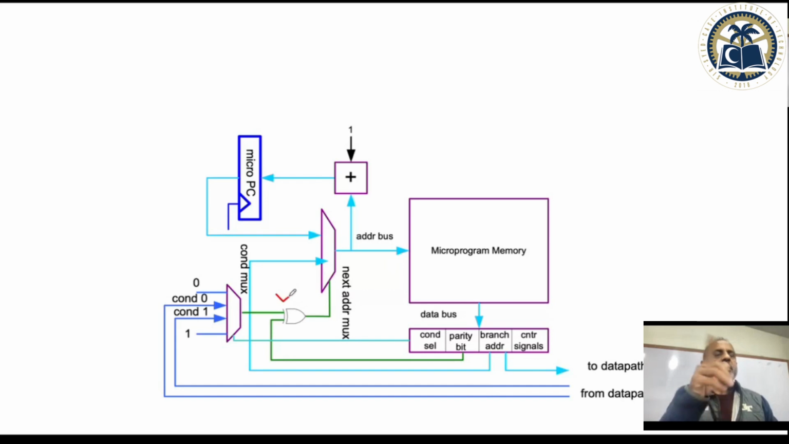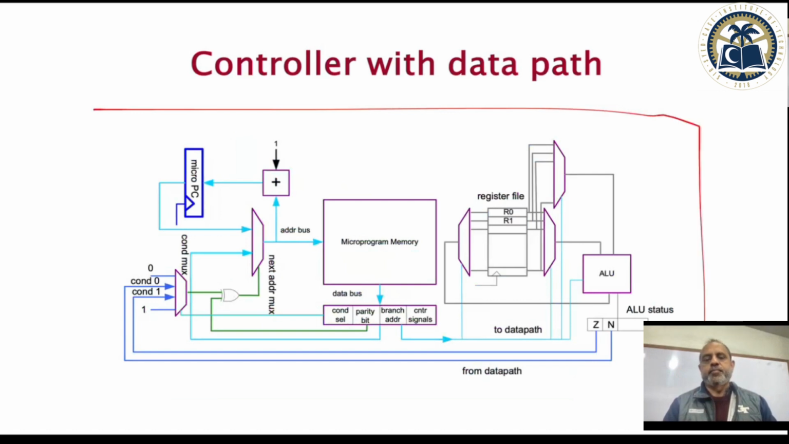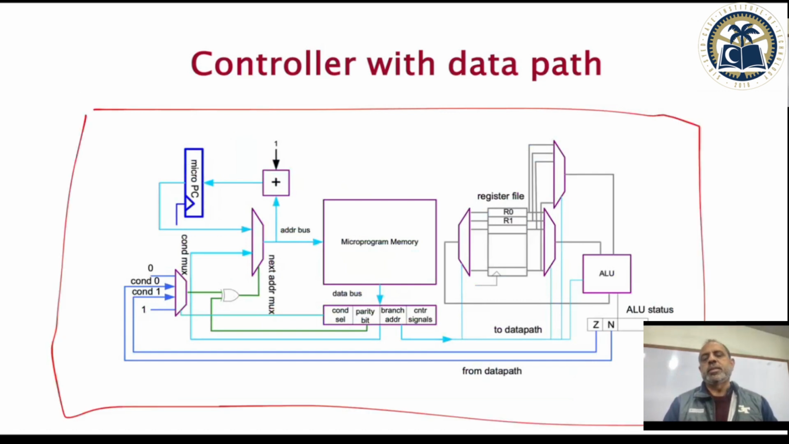You say if greater than, if not equal to, for example. So if not equal to, you set the parity bit that it should check not equal to 0. So you can add a parity bit as well, which can invert the condition. So if you look at a complete processor, it will look like this. All the processors would look like this. So it means that you can design a processor yourself.